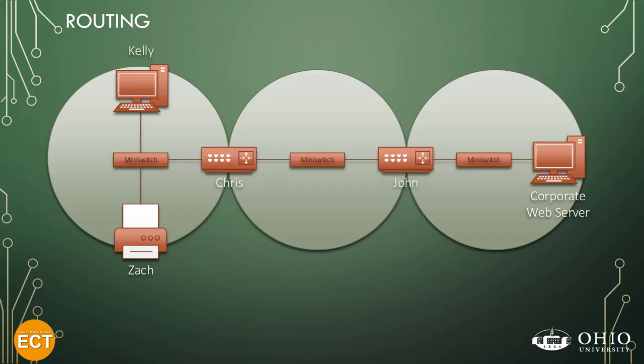And when we do it in reverse, it'll work the same way. Any response that comes from the corporate web server will get a destination address of Kelly, a source address of corporate web server, and the packet will be sent to John as the default gateway out of that network. And John will get the packet and look at it and say, ooh, that needs to go on to Chris because Kelly is over on Chris's network. And John will send it to Chris. Chris will look at it and say, oh yeah, I can talk to Kelly directly, and we'll send it on to Kelly. And therefore the packets can go back and forth.